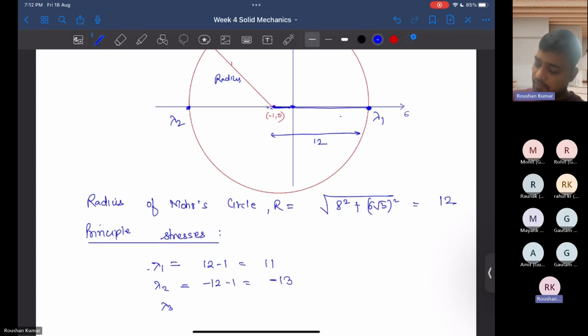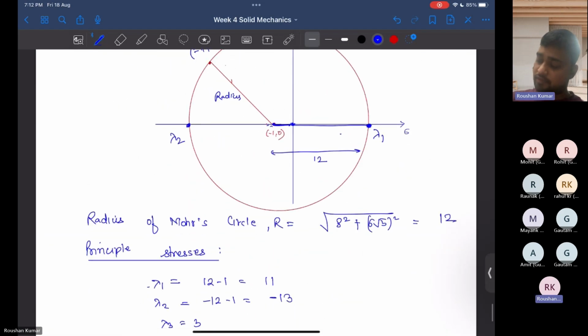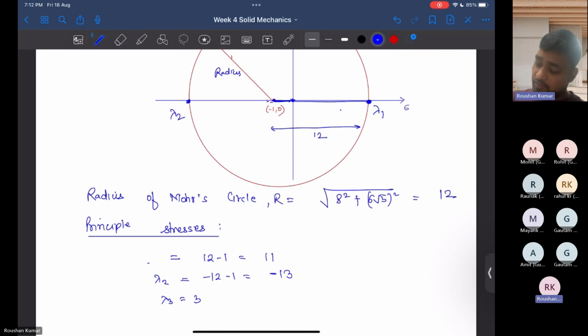What is the value of lambda 3? It is already given in the question, that is equal to 3 units. I have interchanged these because principal stresses are always written in order from bigger to smaller value. So this is basically lambda 2 and this is basically lambda 1. We have found the values of the principal stresses. Also in this question we have to find the principal planes in which these principal stresses are acting.